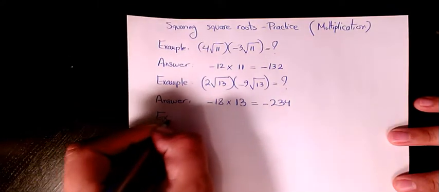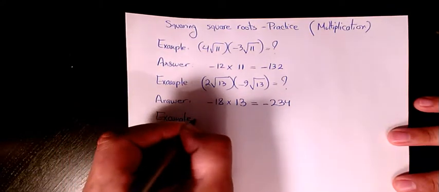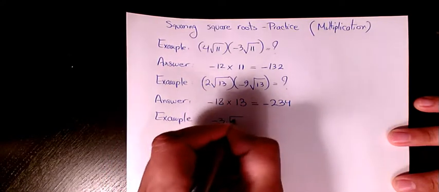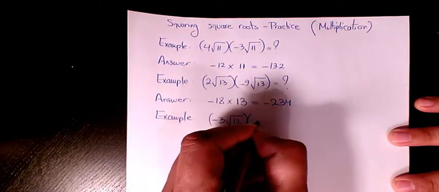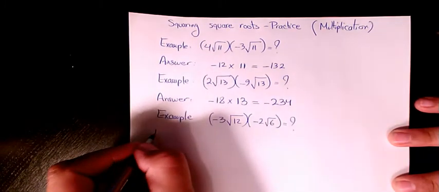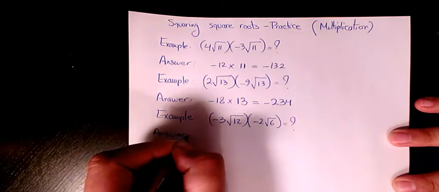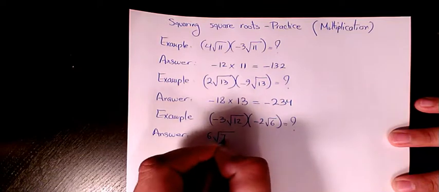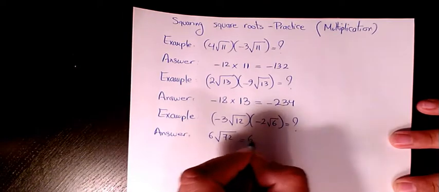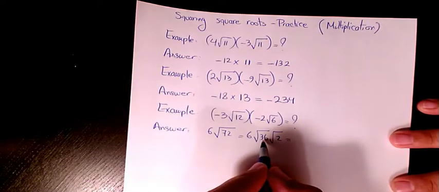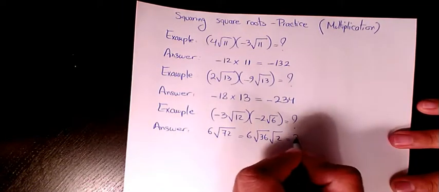Next example is negative 3 root 12 times negative 2 root 6. Answer is negative 3 times negative 2 is 6 root 72, which is 6 root 36 root 2. Square root of 36 is 6. 6 times 6 is 36 root 2.